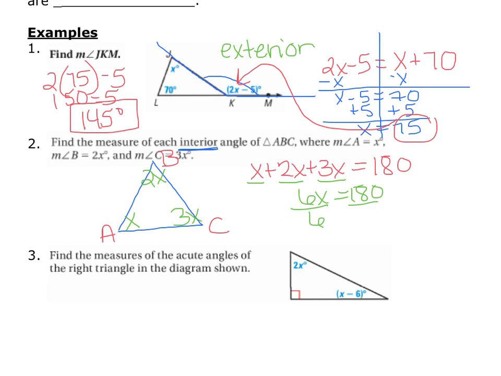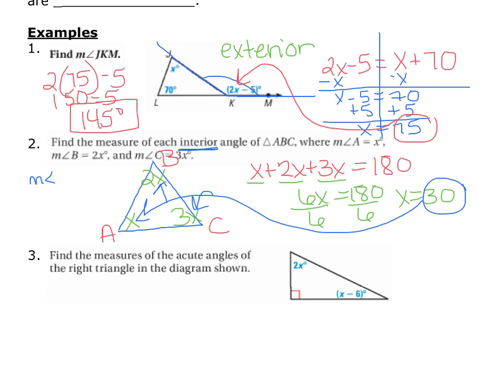Divide by 6. So our x is 30. And again, I remember it actually wants to find the measure of each angle. So I have to take this 30 and plug it back in to all three of these. So to find the measure of angle A, that is x, and 30 times x is just going to give us 30. So the measure of angle B is 2 times x, which is 2 times 30, which is 60. The measure of angle C is 3 times 30, 90.